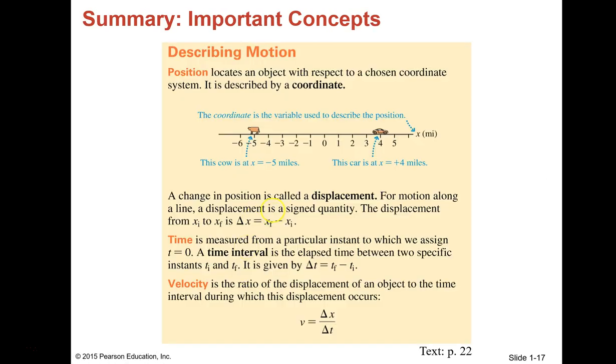Again, displacement is how far you are from where you started. Distance is just how far you travel. And velocity is your displacement divided by your time. So how far do you go divided by how much time it takes to get there. That's your velocity.